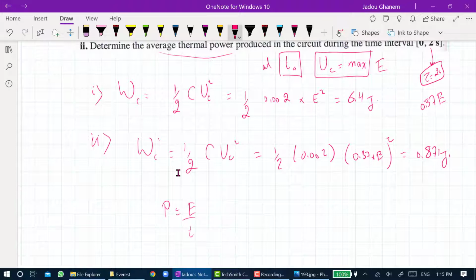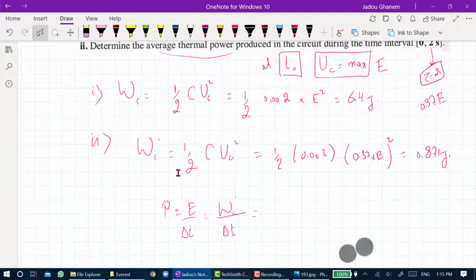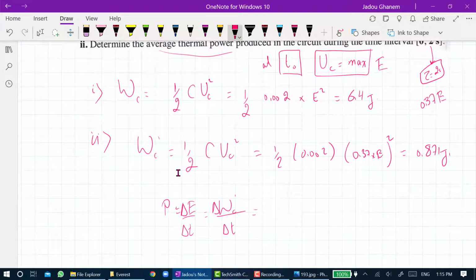To find the average power, and since they said they need the average power, power is energy over time. Here we are talking about delta E over delta T. Let's check the final energy: 6.4 minus the energy at T equal 2 seconds, which is 0.87, over the total time taken, which is 2 minus 0. It's going to be 2, and the value will be 2.76 watt.